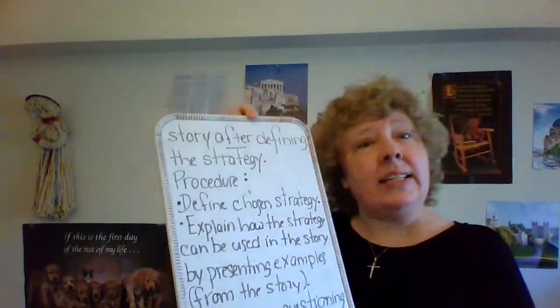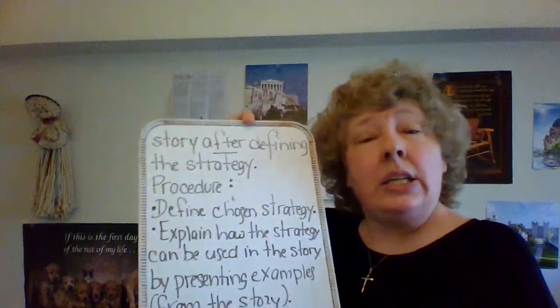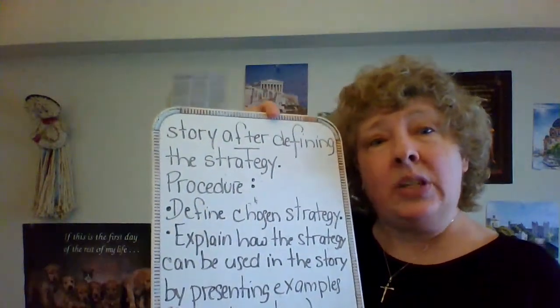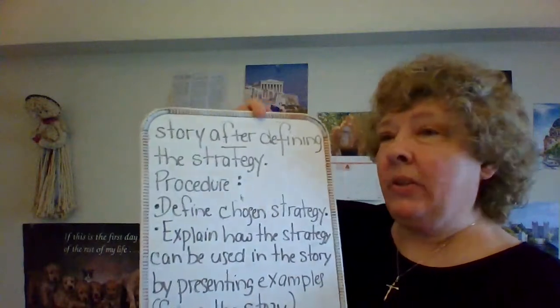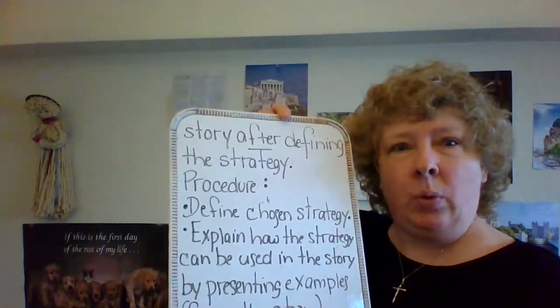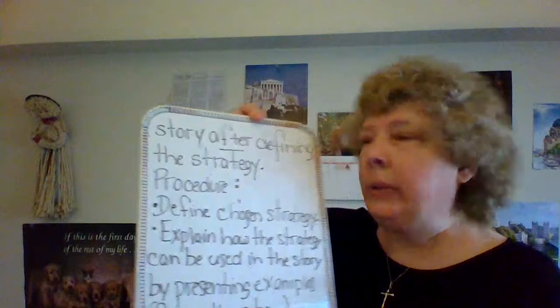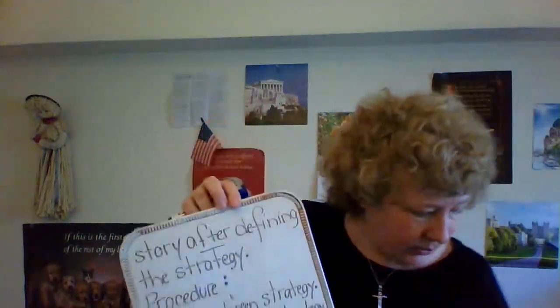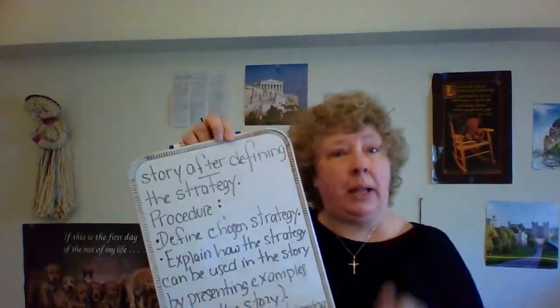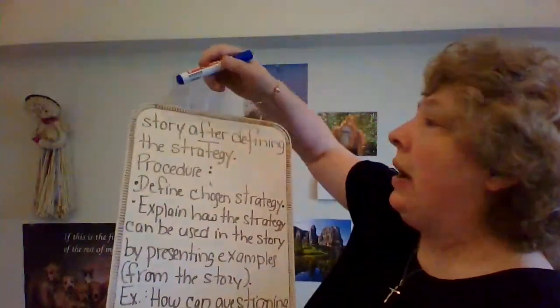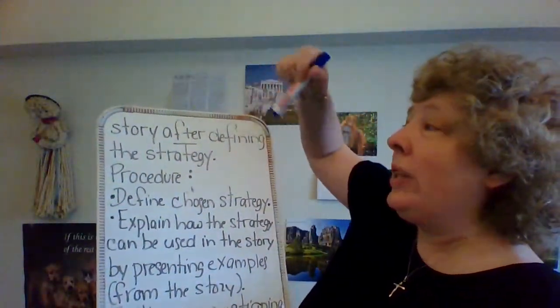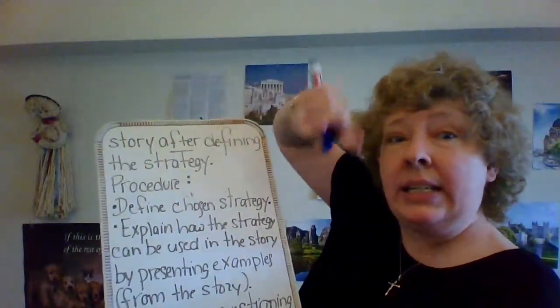So if you decide to use questioning, you need to present to me what questioning means. Don't just say, ask questions. About what? How? Can you give me an example? So that's what we have. Choose one strategy and apply it to Thurber's story, in other words, The Secret Life of Walter Mitty, but only after defining the strategy. So I need to see that first.